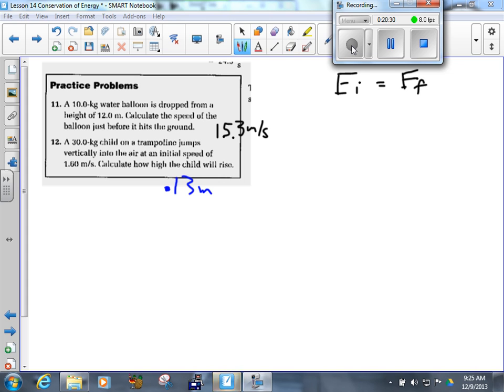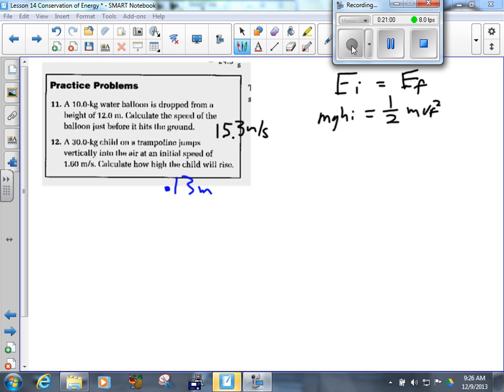EI equals EF. Since it's being dropped, we know that initially it only has what kind of energy? Potential. So we don't need to bother writing the 1/2 mvi squared. We know it doesn't have any. So we're just going to write the initial potential energy is equal to the final kinetic energy. How do I know it doesn't have any potential energy at the end? Sorry, that should be an F. It's hitting the ground. You can't have any potential energy on the ground, at least not gravitational potential energy.